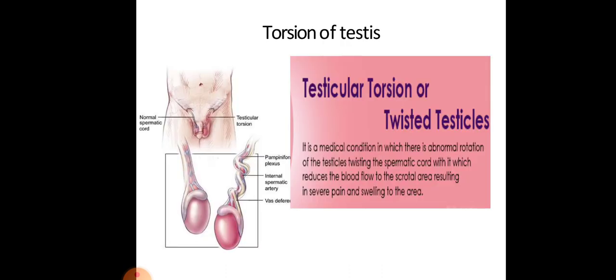Then torsion of testis, that is twisted testicles. It is a medical condition in which there is abnormal rotation of the testicles, twisting the spermatic cord, with which it reduces the blood flow to the scrotal area, resulting in severe pain and swelling to the area.